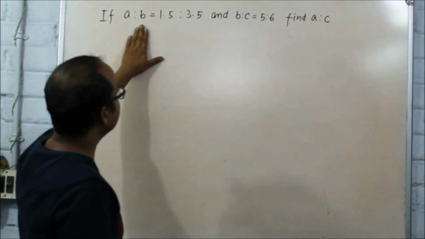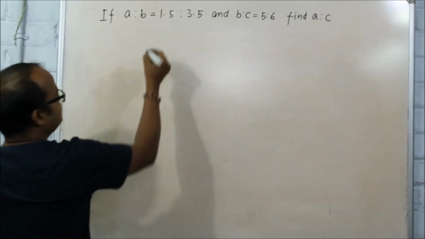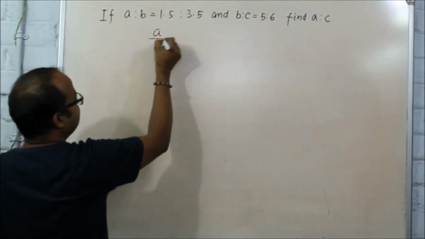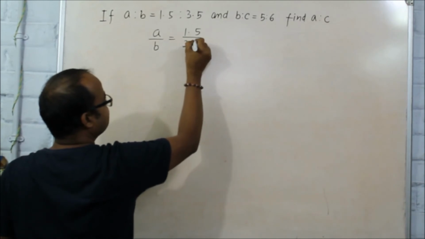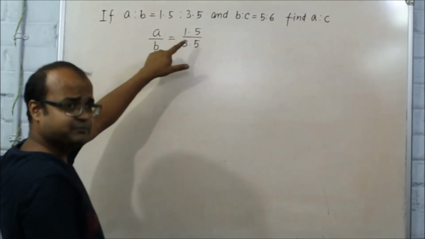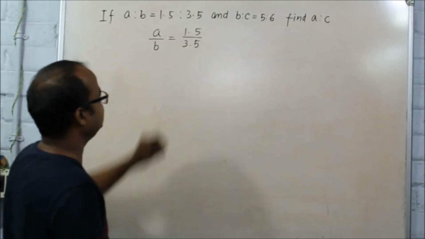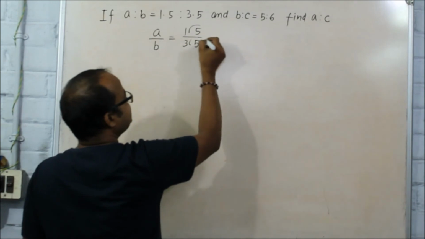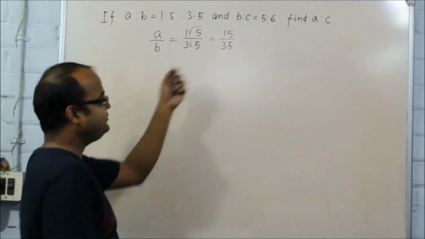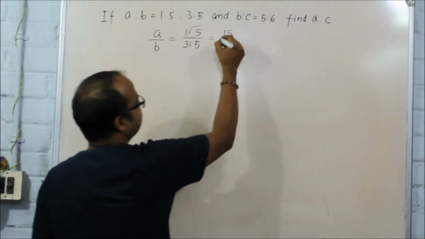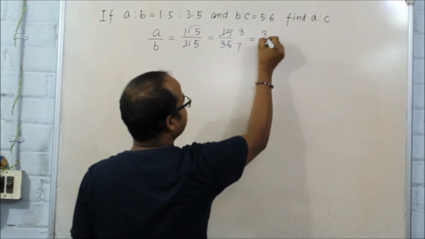If A is to B is given as 1.5 is to 3.5. So I am writing here, that is A by B is equal to 1.5 by 3.5. So let us simplify this one first. After decimal 1 digit, after decimal 1 digit. That means decimal will cancel each other. So this will be 15 by 35. You can leave it here or you can further simplify. 5 threes are 15, 5 sevens are 35. So this is equal to 3 by 7.